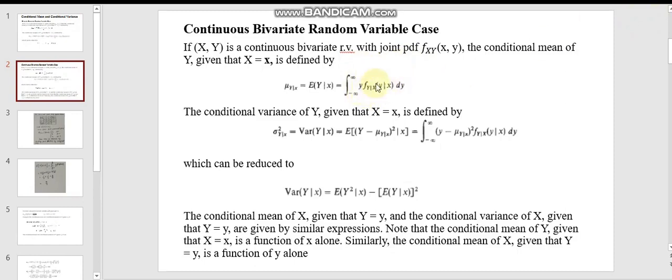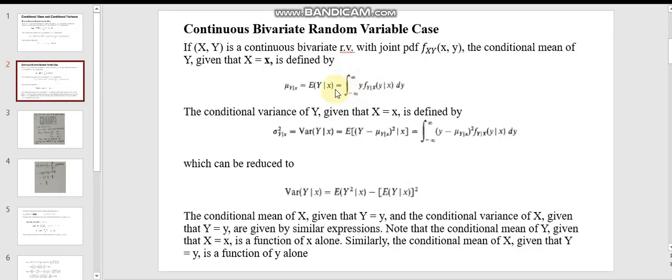So in this case, here we have the conditional PDF of random variable Y. How will we find this? We will take the joint PDF of X and Y, and we will divide it by the marginal PDF of X. So here the conditional PDF of Y, we will take its product with y, and it is a continuous case, so therefore we will integrate it from minus infinity to infinity.